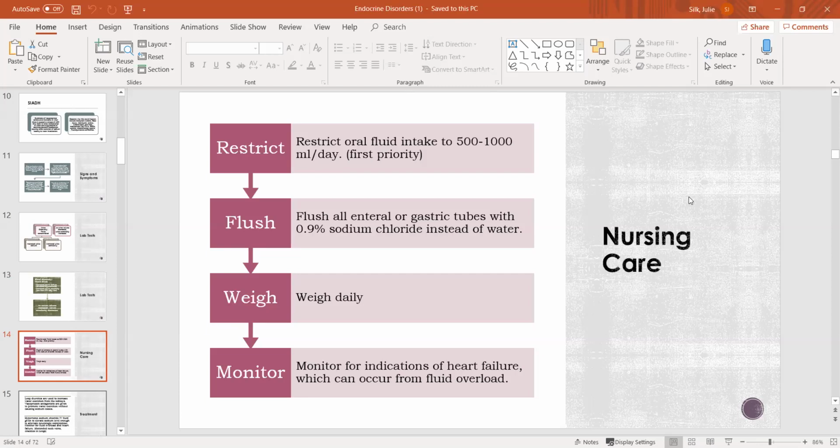You're going to weigh this person every day, just like you would for diabetes insipidus. And then you want to monitor for indications of fluid volume overload, where it could go to the extreme, like heart failure or pulmonary edema. We don't want it to get to that level.